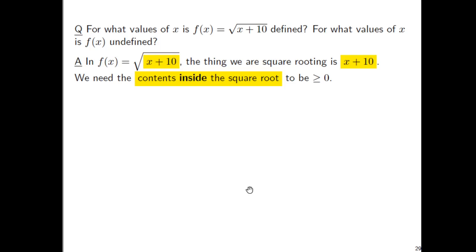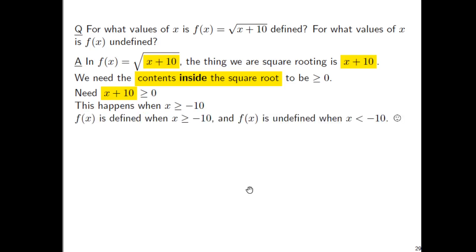We need the contents inside the square root to be greater than or equal to 0. So we need x plus 10 to be greater than or equal to 0. This happens when x is greater than or equal to negative 10. So f of x is defined when x is greater than or equal to negative 10, and undefined when x is less than negative 10.